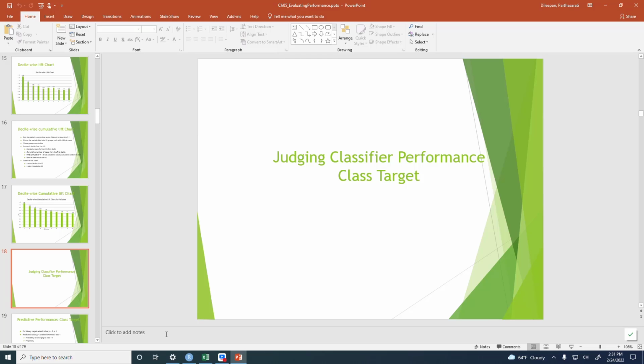So now we're going to move on to class target. So far we discussed performance measures for interval target. When you have an interval target, you can have the fit statistic, predictive statistics, and then the ranking, which is lift charts, cumulative lift chart, gain chart, decile-wise lift charts.